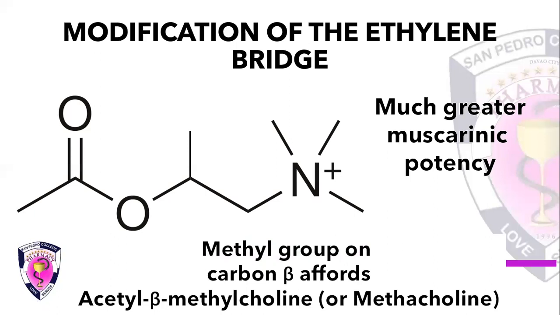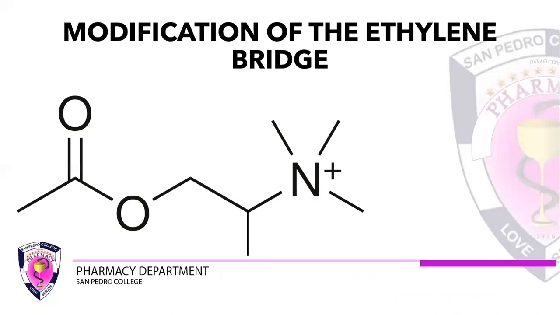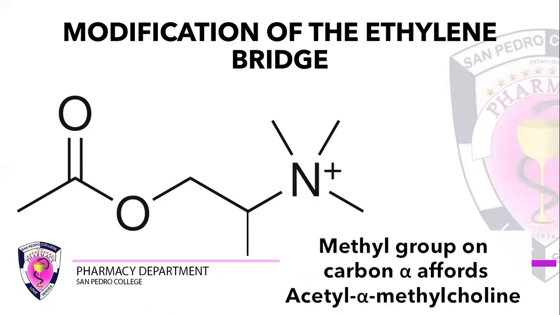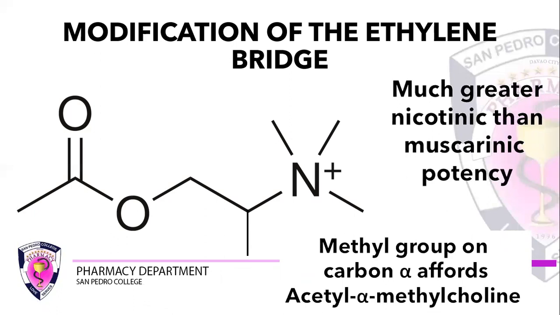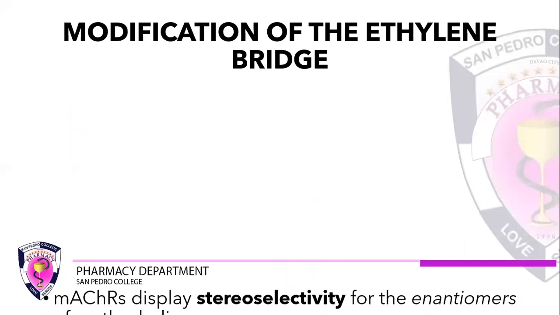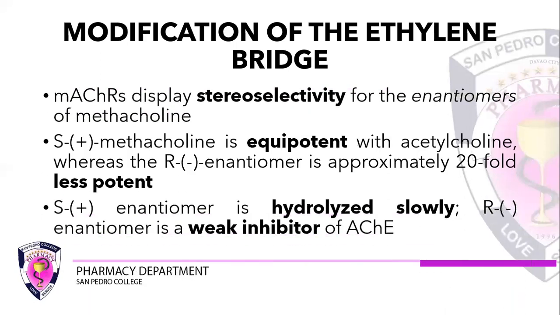So go na siya. Another modification that was made is the addition of a methyl group to the alpha carbon. Now, the addition of a methyl group to the alpha carbon resulted in a much greater nicotinic than muscarinic potency. So hindi ito yung desired natin na activity. So X siya for the alpha carbon. All right. So this one is details about the modification at the ethylene bridge. So I'll not anymore elaborate on this one.